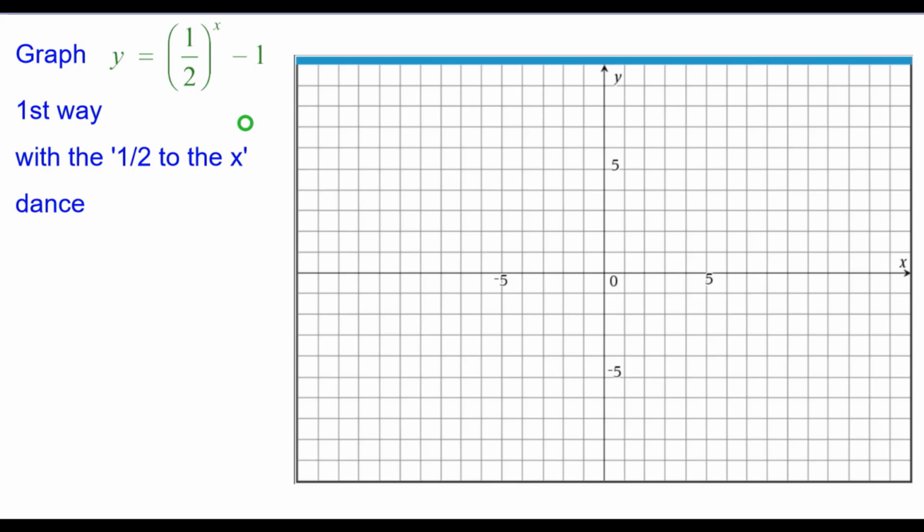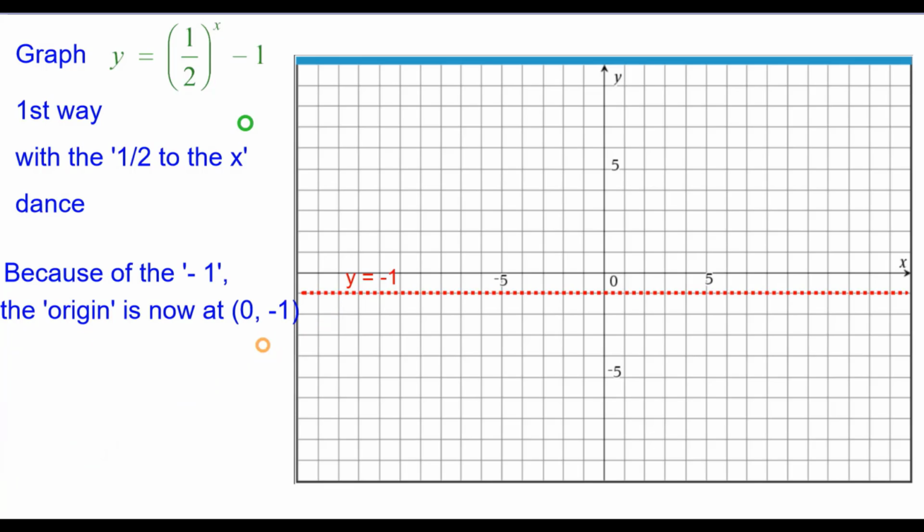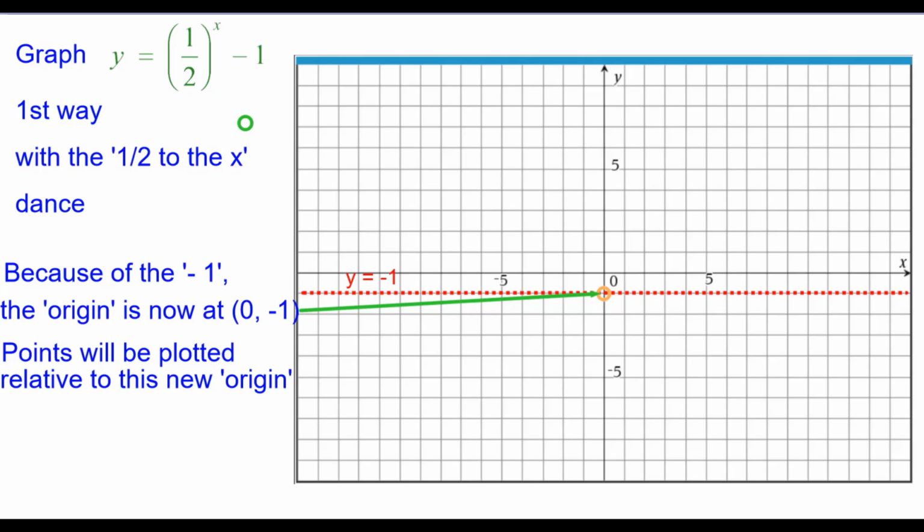The first way we're going to do this is using the 1/2 to the x dance. And we know that y equals 1/2 to the x has an asymptote at y equals 0. But because of the minus 1, we realize we have to shift all the points down, including that asymptote. So our asymptote will be at y equals -1. Also, because of the minus 1, the new origin is now going to be down 1 at (0, -1). And all points will be plotted relative to what I'm calling this new origin that's in orange.